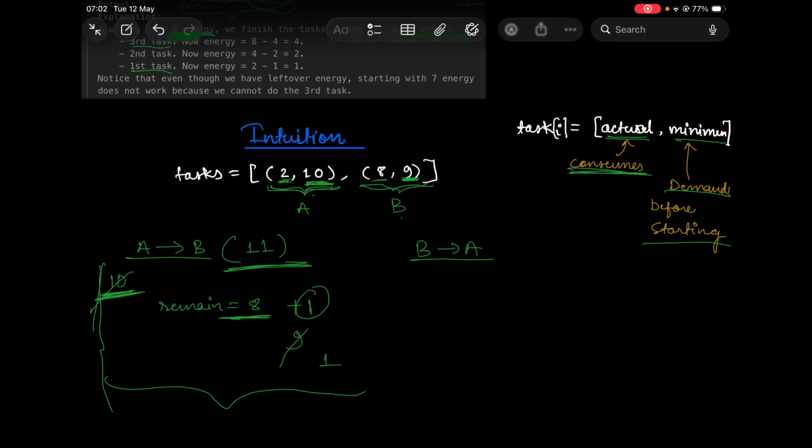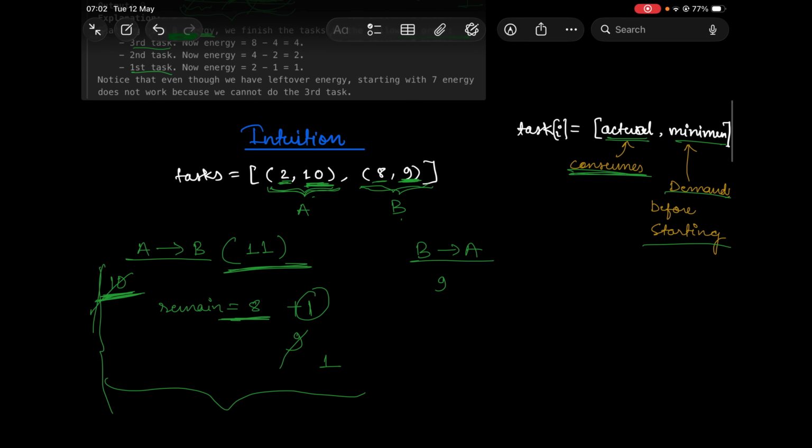So when we start with B, it says that the minimum energy for this is 9. Okay, so what we are doing is following the greedy approach. Whatever is required now, we will take it, and if that is not sufficient, we will add more. So for this we took 9, that we will start with 9.